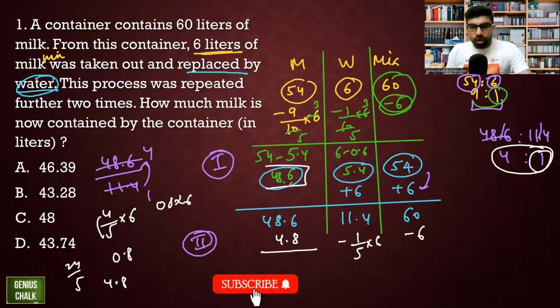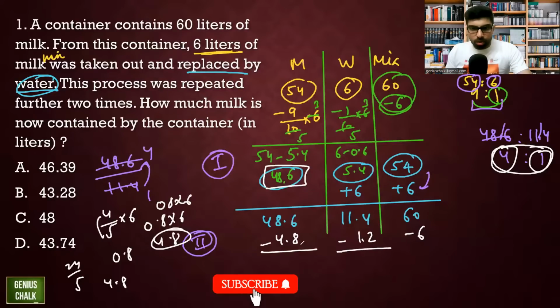I hope this is clear. 48.6. Now from 48.6, I am drawing 4 by 5, that is 0.8 into 6. So 0.8 into 6 is 4.8. So 4.8 less. So this is what I have drawn, and this is 6 by 5. So this is 1.2. So the proportion of water will be 1.2, right?